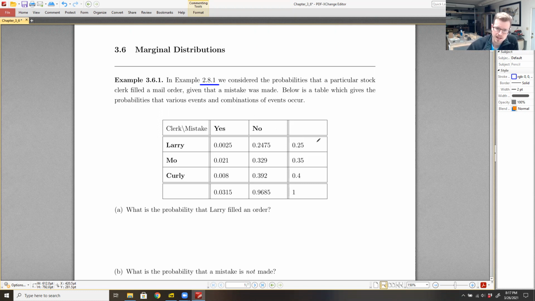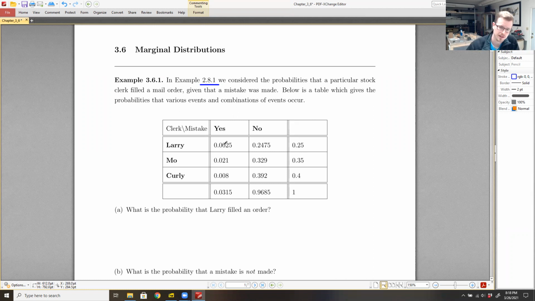So we've got the probabilities that Larry, Mo, or Curly fills an order, and what we're given is the probability that they make a mistake given that they're the one that fills it. So that's a conditional probability along with the probability that they are the one that fills it, gives the probability that Larry fills it and he makes a mistake. So this is the probability of two events occurring: yes, a mistake, and Larry filled the order. This is the probability that Larry filled the order that we were given.